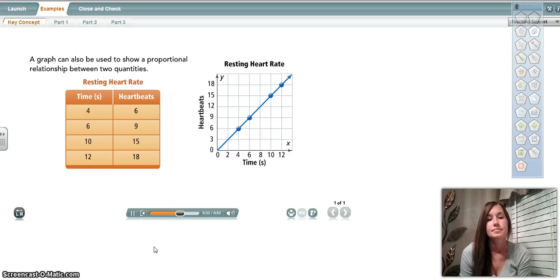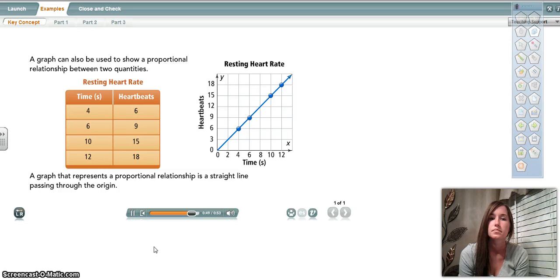Each y value is 3/2 times the x value. This means that every time the x value increases by 2, the y value increases by 3. Notice that the line passes through the origin. A graph that represents a proportional relationship is a straight line passing through the origin.